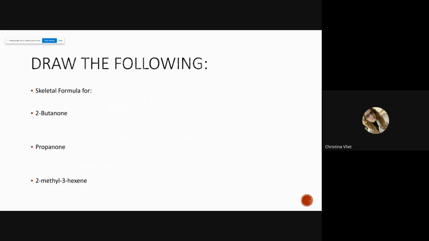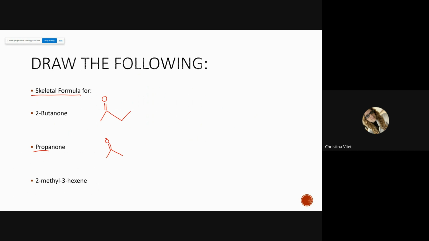Before we get to that, there's a couple questions here. Draw the following. Skeletal. 2-butanone. How do we do that skeletal? 4. On the second carbon, left or right doesn't matter, but it's got to be the second. You put a double bond oxygen. Propanone. Prop means how many carbons? 3. So 3. And there's only one option for where that double bond oxygen can go.